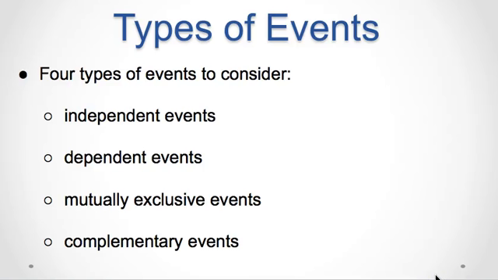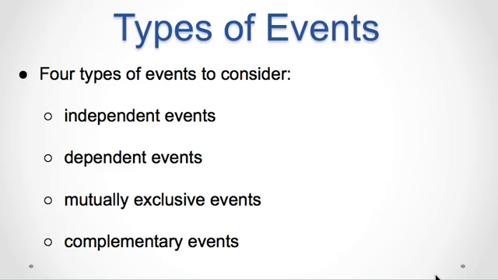Hello everyone. This is our third lecture for Chapter 4, An Introduction to Probability. In this lecture video, we will discuss the different types of events. There are 4 types of events: independent, dependent, mutually exclusive, and complementary events.